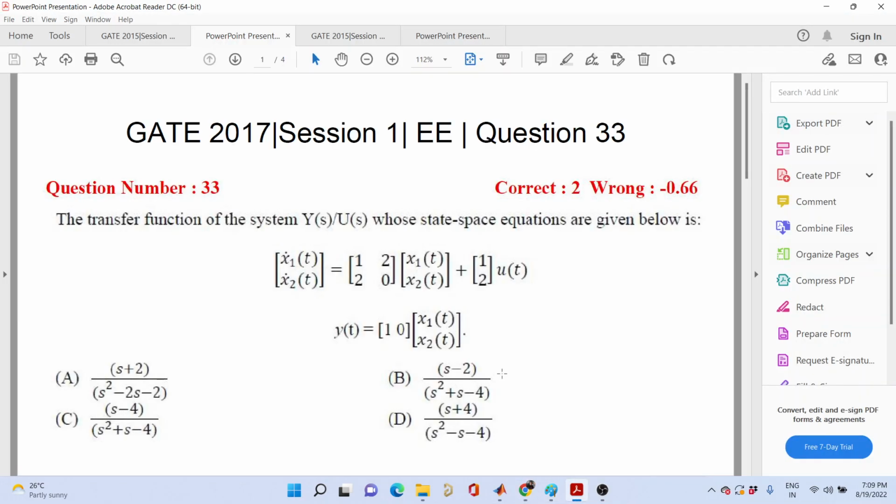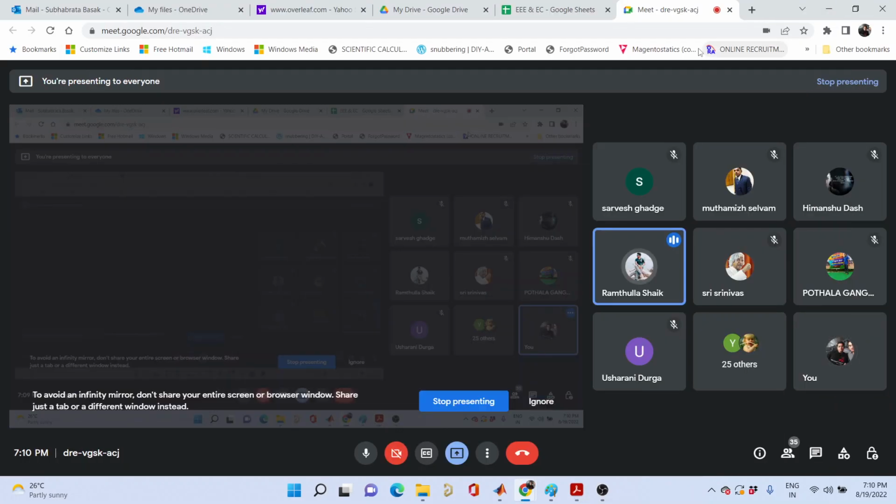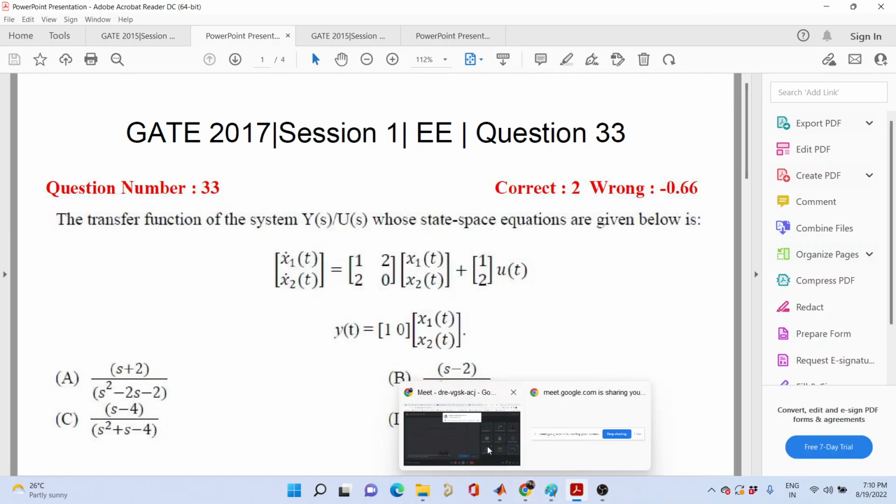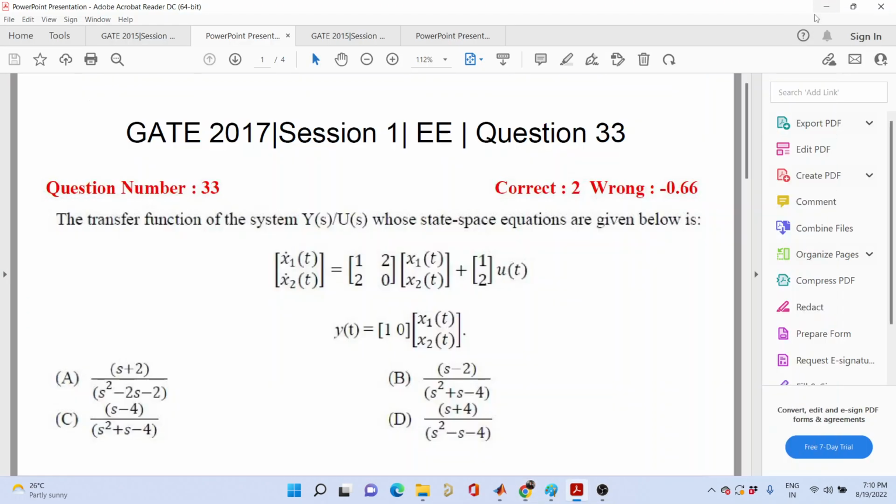Okay, so anybody else? There are two people who have done it. They are saying it's option D. So Ramtula has done it, right? Ramtula, you are saying it is D, right? Yes, sir. Tell me one thing. Just by looking at these equations, can you tell me whether it is a stable system or unstable system? It is an unstable system, sir. And why do you say that? Because some terms are negative polarity, sir.